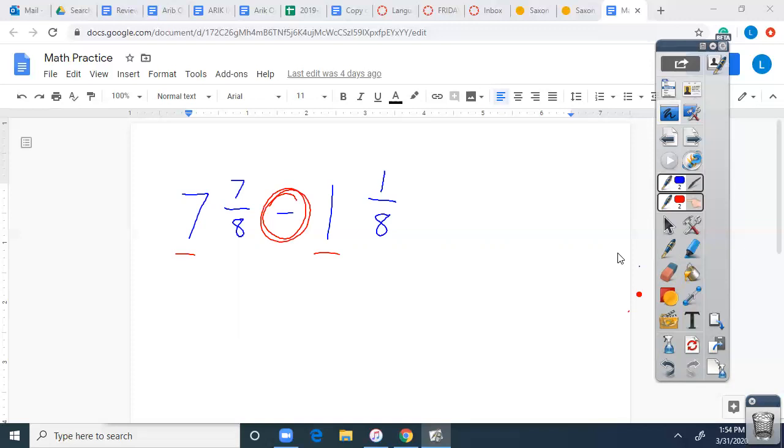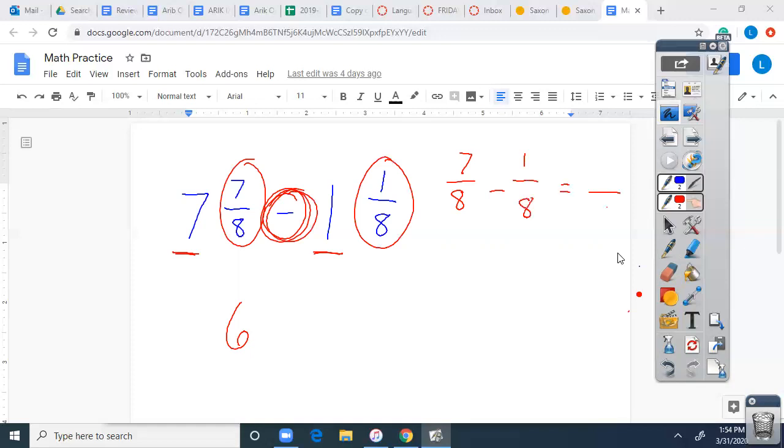So make sure you're looking at that so you don't do the whole problem wrong. 7 minus 1 is 6. And now we've got to do 7/8 right here. 7/8 minus 1/8. Okay? Remember, we keep the bottom number the same. What's 7 minus 1? 7 minus 1 is 6.